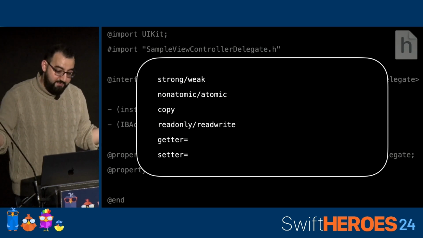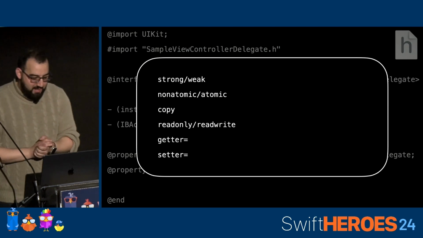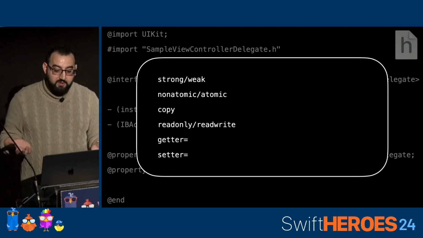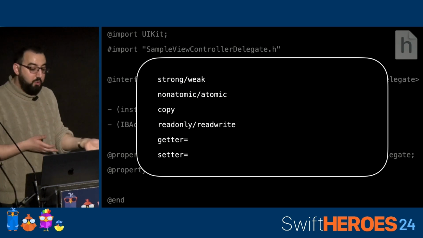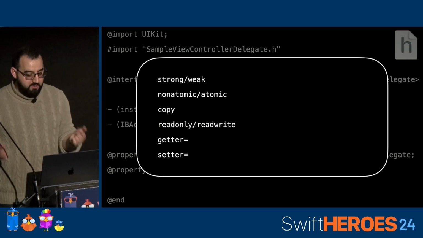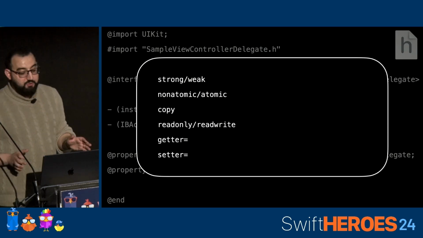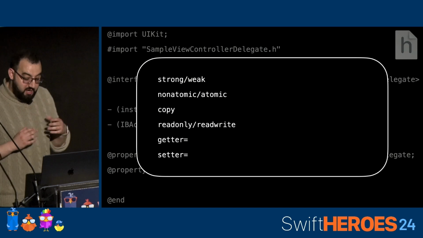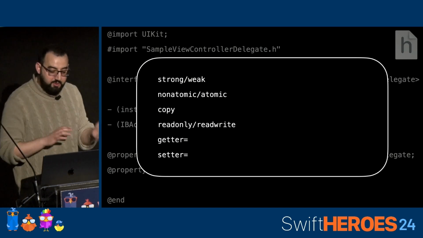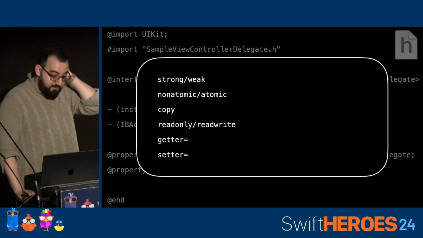Copy, pretty obvious. Adding copy to the property will return a copy of the property when you call it. Readonly and readwrite: properties are readwrite by default, but you can set them as readonly. Note that internal to the class, you can still modify the underlying variable of that property. Now, if you're feeling extra frisky, you can actually give custom getter and setter names. So for example, if your property is named enabled, you can change the getter to isEnabled. So that's our header file.